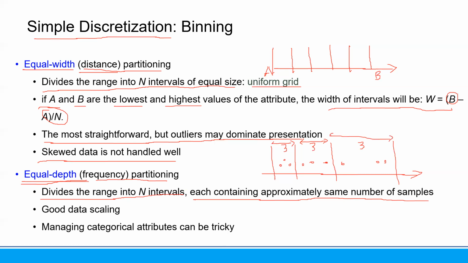Yeah, we call this equal depth or equal frequency. It is good for data scaling, and managing categorical attributes can be tricky. Okay, so this is just a very simple discretization. In real data, you may have some issues with this kind of discretization.